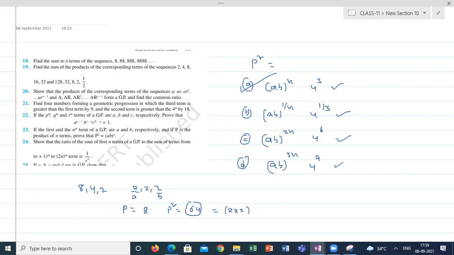Show that the ratio of the sum of the first n terms of a GP to the sum of the terms from n plus 1 to 2n is 1 by r power n. Suppose there are 100 terms: the sum of the first 50 terms and the sum of 51 to 100 terms, the ratio is 1 by r power n. These kinds of questions we will see tomorrow in both methods: if they ask for a descriptive method, how to do it, and if they ask for MCQ, if I am taking 4 options randomly, how to do it.